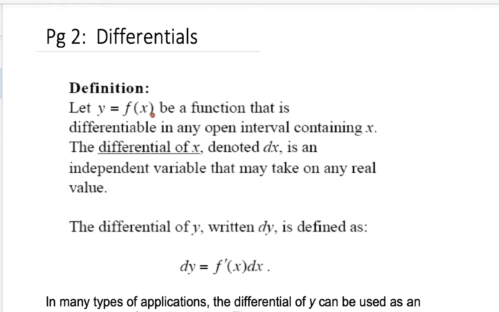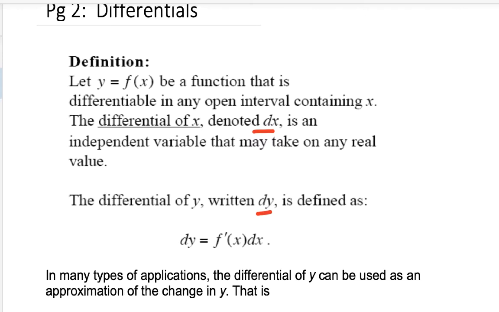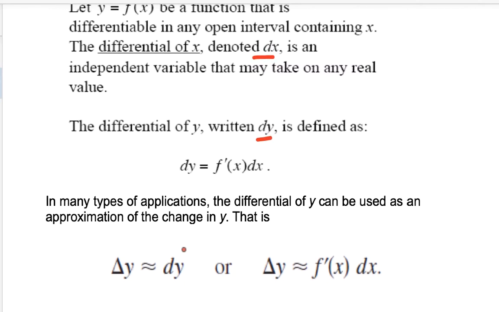So if you're given a function f of x, which is differentiable in any open interval containing x, we denote the differential of x by dx, and it is an independent variable that may take on any real value. The differential of y is given by dy, and this is the definition of dy as f prime of x dx. Now, in many applications, the differential of y can be used as an approximation to the change in y.